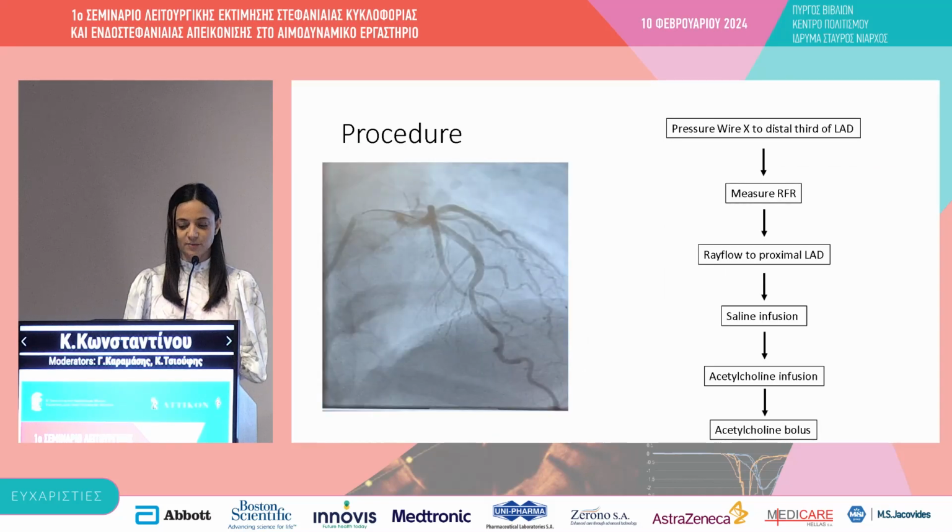So pressure wire X is passed to the distal LAD. We always measure RFR first to make sure that there's no epicardial limitation. Often the coronary artery is not entirely normal. There might be mild diffuse disease, so we need to make sure RFR is not ischemic. And then we pass a pressure wire to the distal third of the artery and a RayFlow to the proximal LAD. And initially we do saline infusions, as Daniel has shown. We inject saline at 10 mL per minute and then at 20 mL per minute, and that way we get resting and hyperemic flow.